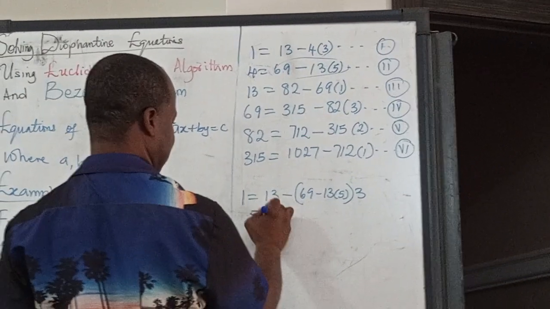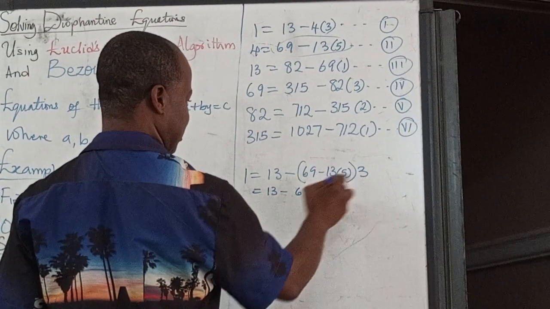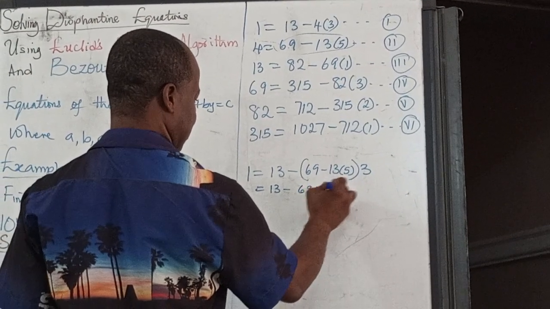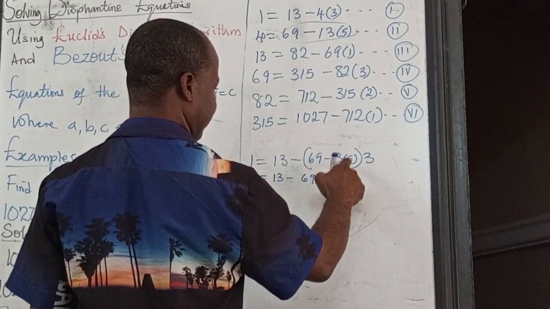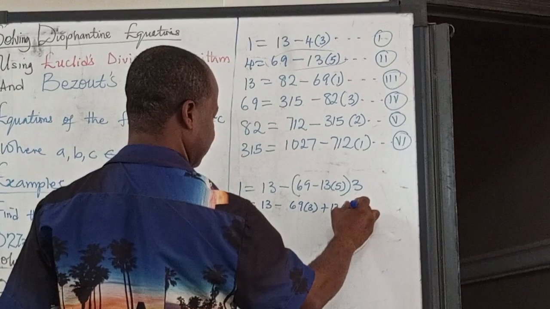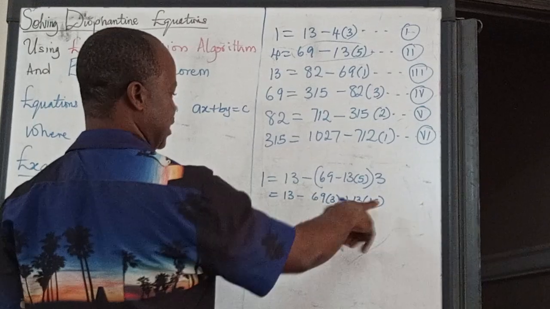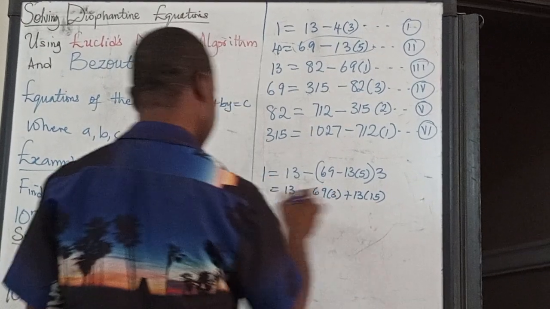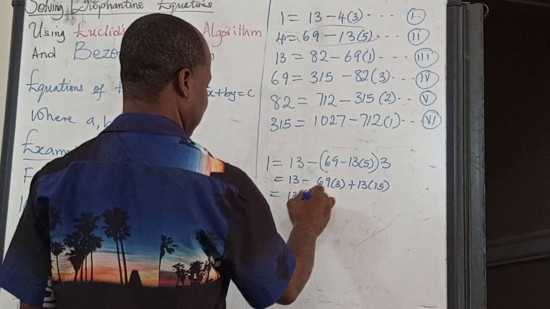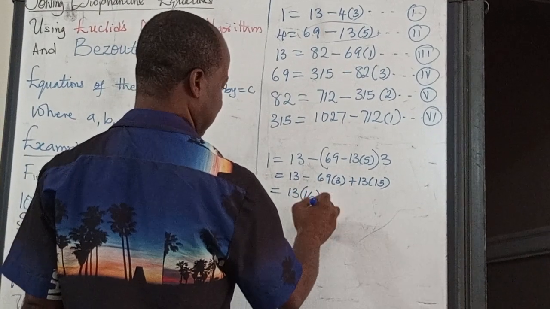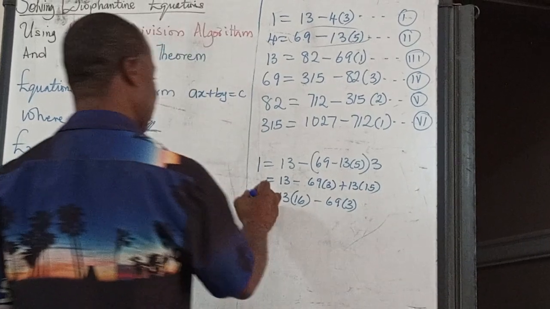So that we can expand this to have 13 minus 69 times 3 by opening that bracket. Then minus times minus is plus. We have 13, 5 times 3 is 15. At this point, there is just one 13 here, while there is 15 13 this side. So you can say 1 plus 15 is 16. So you can have 13 times 16 minus 69 times 3. Okay, so we are done with that part.